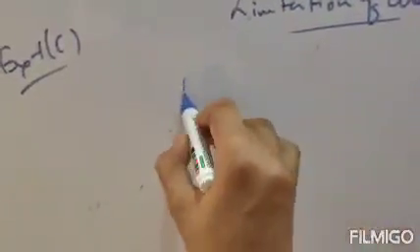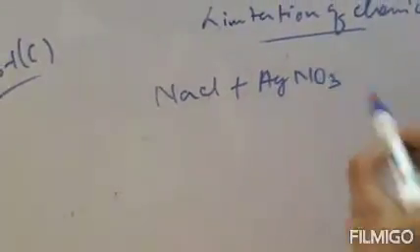We have to write the equation. Clear? So sodium chloride reacts with silver nitrate. That means sodium chloride and silver nitrate are the reactants. So what is the formula of sodium chloride? This is the formula of sodium chloride and this is the formula of silver nitrate. So these are the reactants.